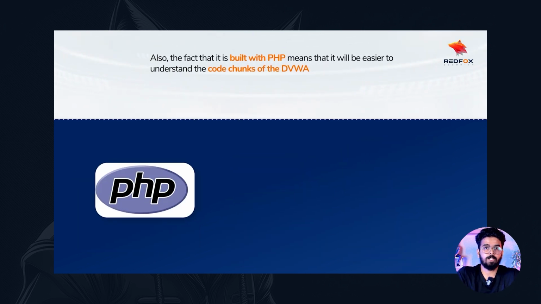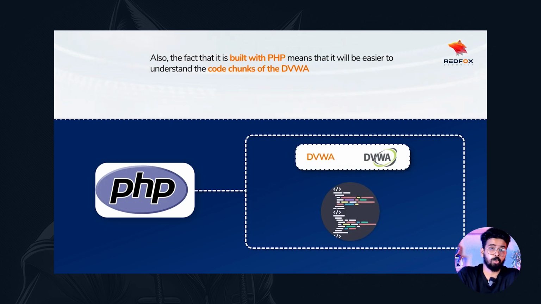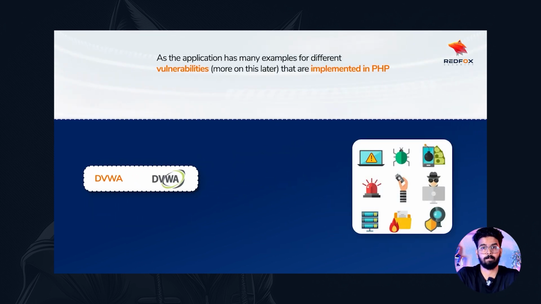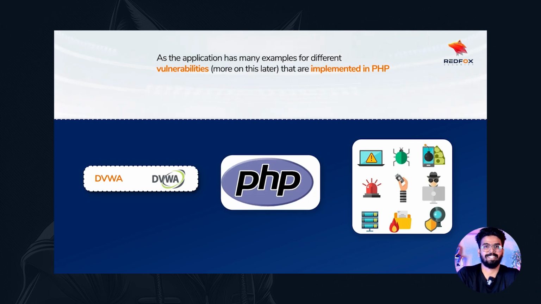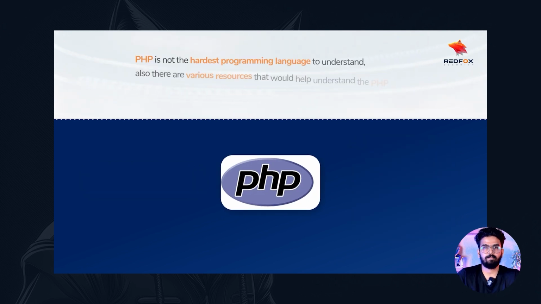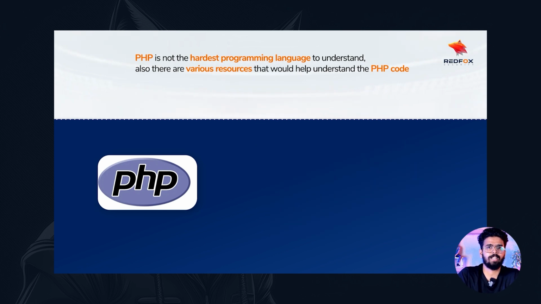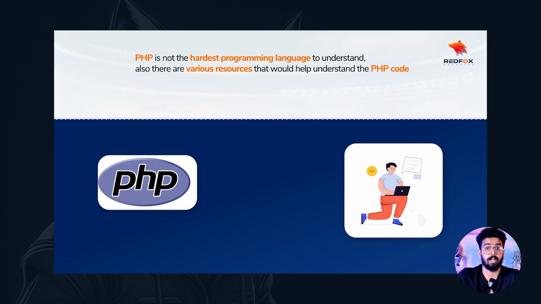Also, the fact that it is built with PHP means that it will be easier to understand the code chunks of the DVWA, as the application has many examples for different vulnerabilities, more on this later, that are implemented. PHP is not the hardest programming language to understand. Also, there are various resources that could help understand the PHP code.